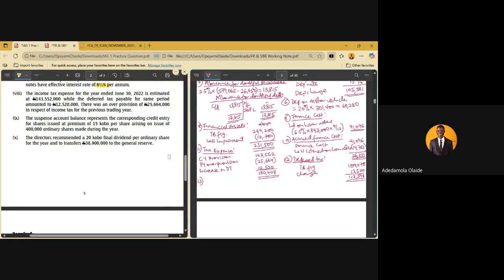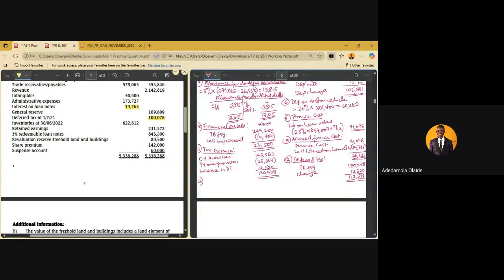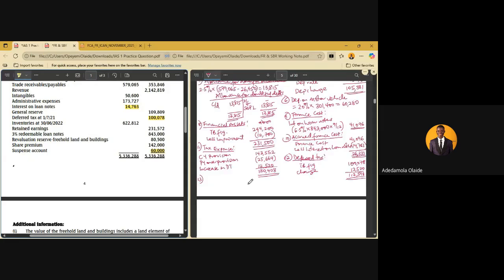Okay, so for this, what they are just telling us is that when they sold the shares, the money they received, while they were debiting it to their bank accounts, maybe the accountant doesn't know where to credit. They credited it to suspense account, and this is it. So how do we now correct this?